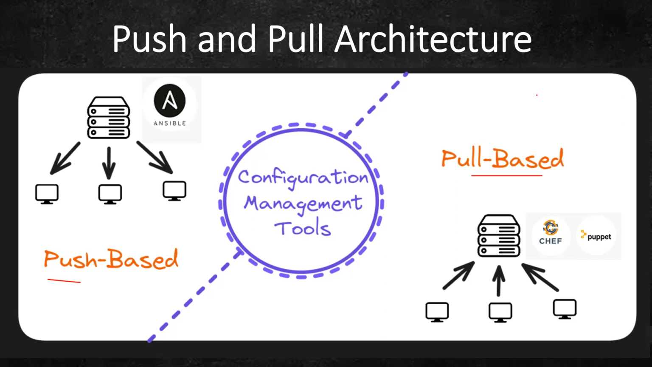In the market there are many tools available for configuration management, like Ansible, Chef and Puppet. This is for configuration management. But Ansible is a push-based architecture and Chef and Puppet are a pull-based architecture.